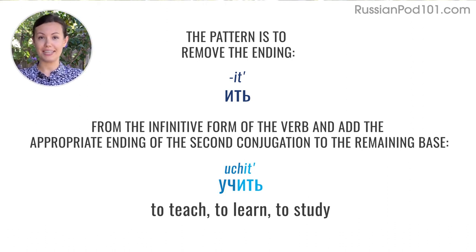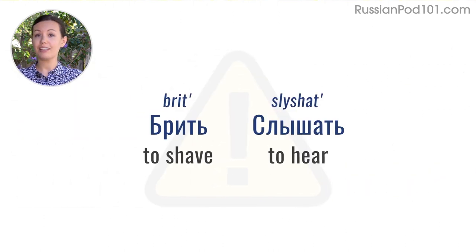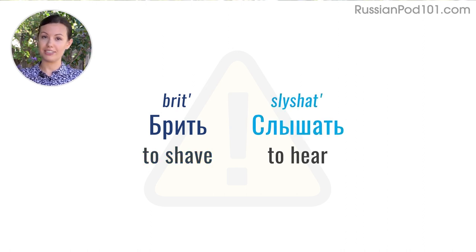Most verbs ending in ить are the second conjugation verbs. There are a few exceptions, such as the verbs брить, to shave, and слышать, to hear. Now you can easily conjugate the verbs by looking up their infinitive forms in the dictionary and making changes to the endings.